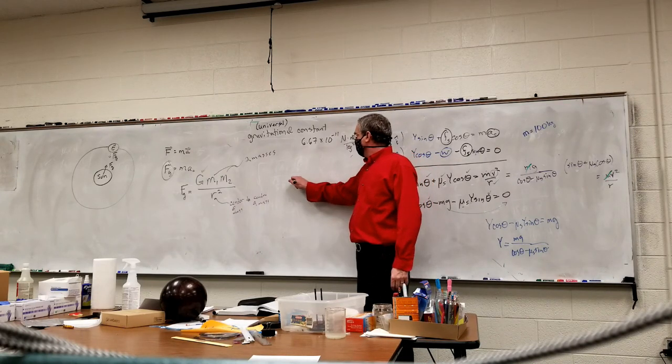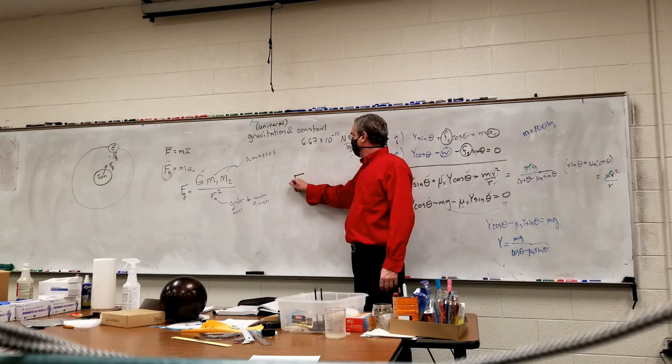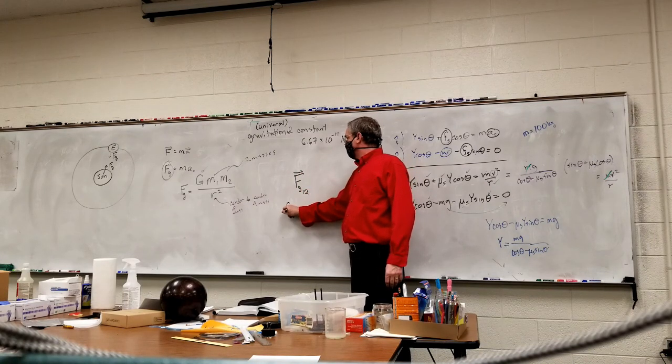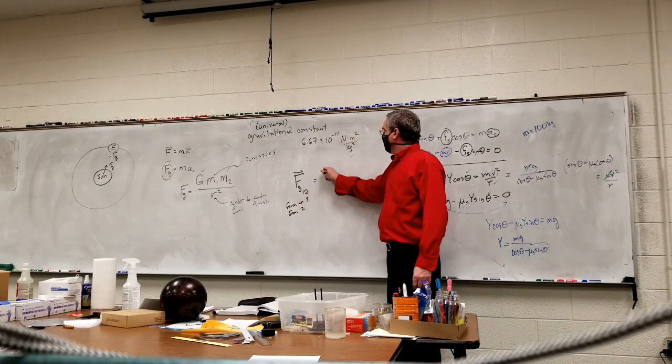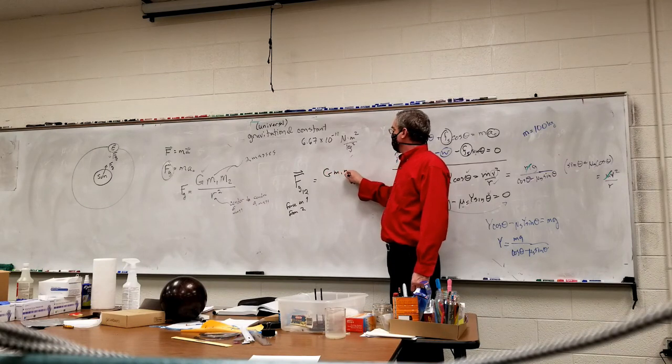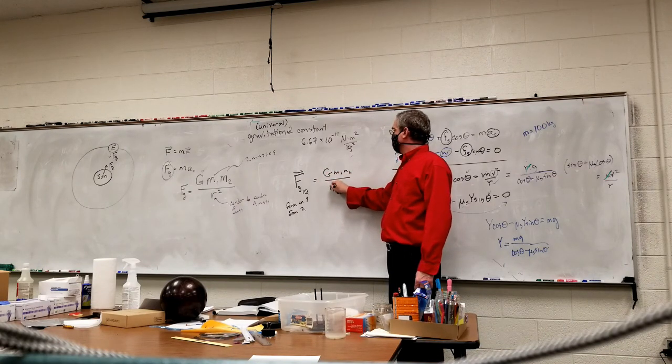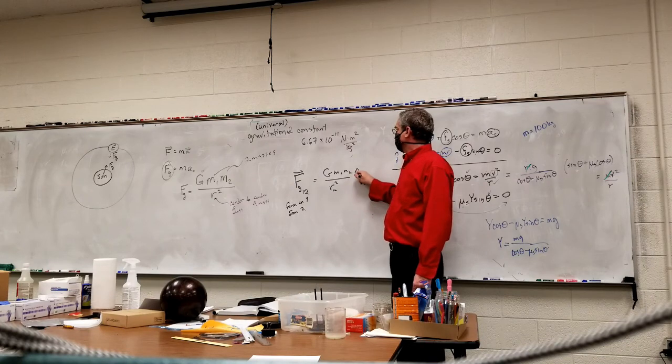More formally, the gravitational force on 1 from 2, so this is the force on 1 from 2, is big G, mass 1, mass 2, over the distance between them squared, times r-hat 2.